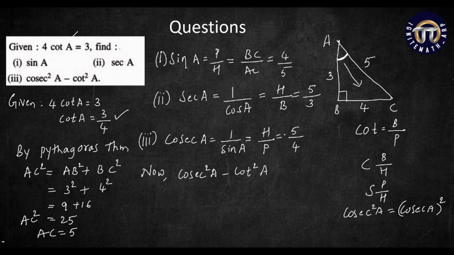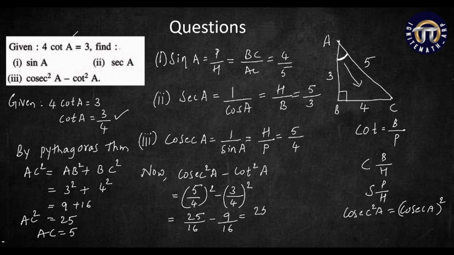So what is cosec A? 5 by 4. So 5 by 4 the whole square minus cot A. Cot A is what here? 3 by 4 the whole square. Clear, children? So now here I have got it as 25 divided by 16 minus 9 divided by 16, because 5 square is 25, 4 square is 16, 3 square is 9, 4 square is 16 again.